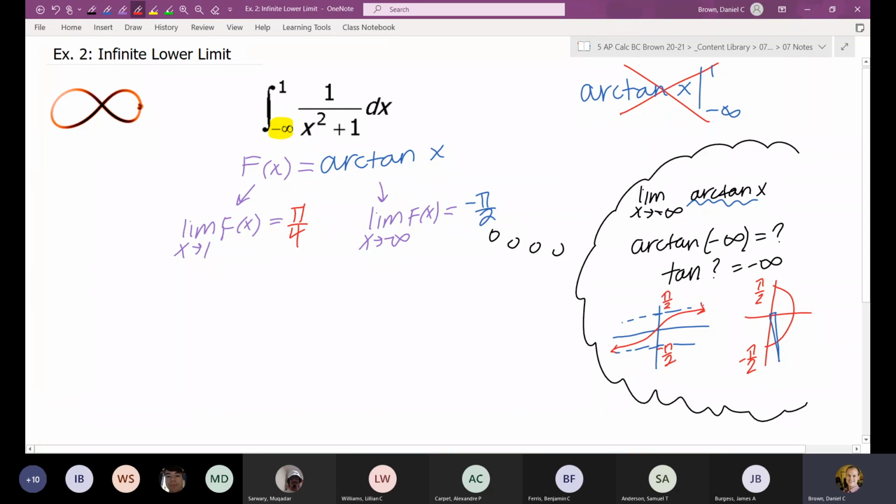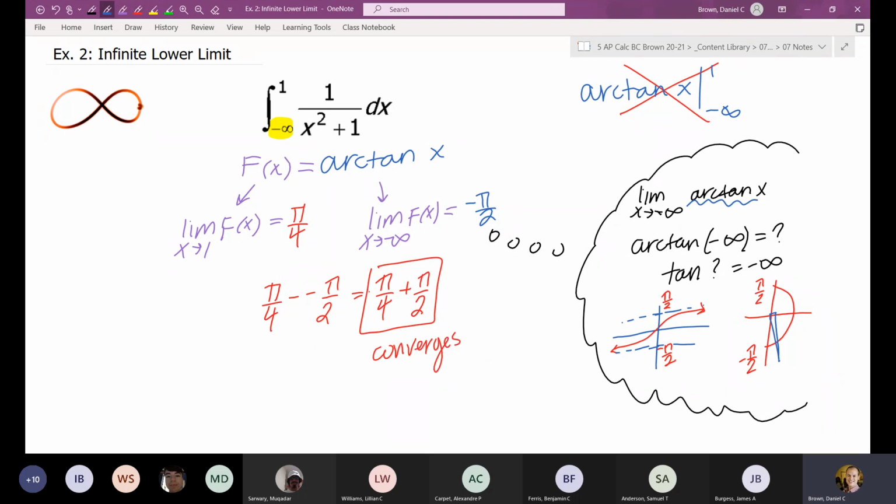Looking at both of these, they are both real numbers. We didn't get a DNE or an undefined. So since both of those are numbers, we have the top one minus the bottom one, which of course we can write as pi over 4 plus pi over 2. This would be an integral that converges because we do get a real number there.